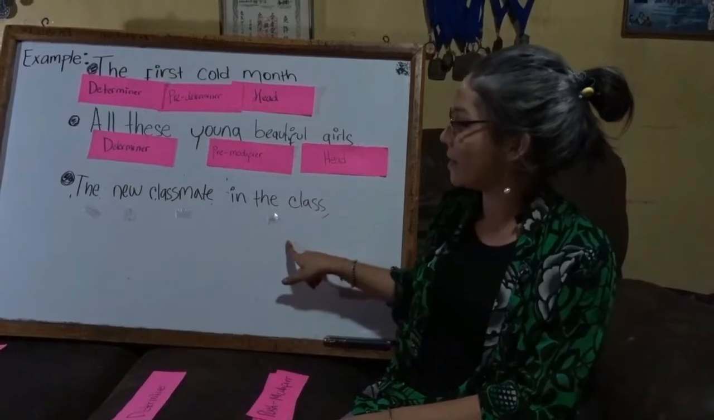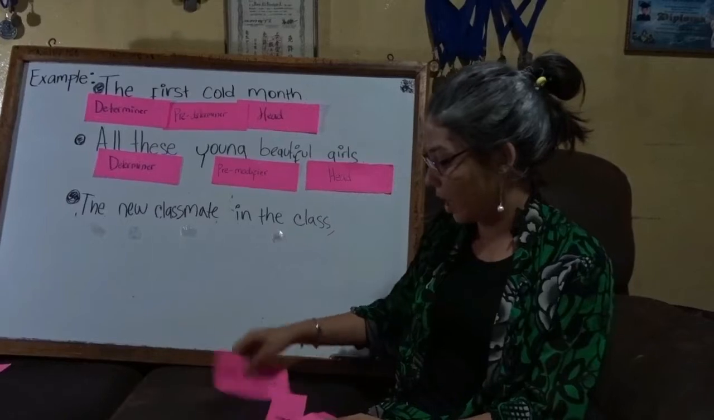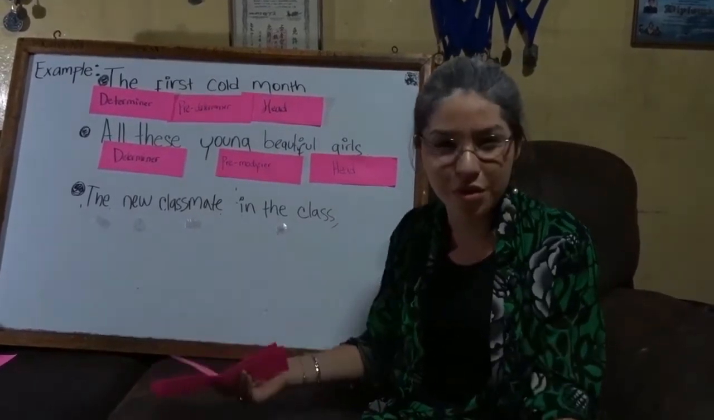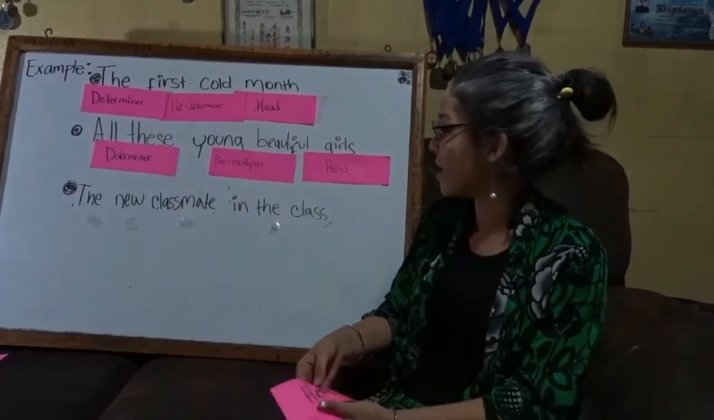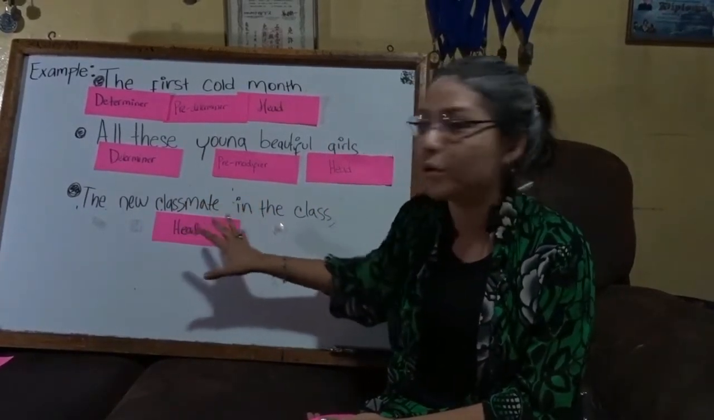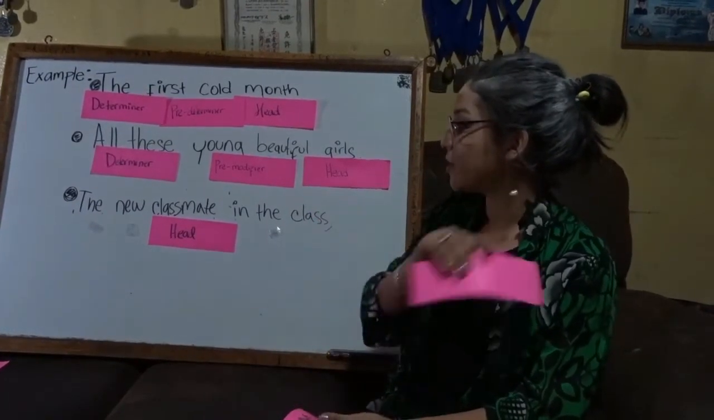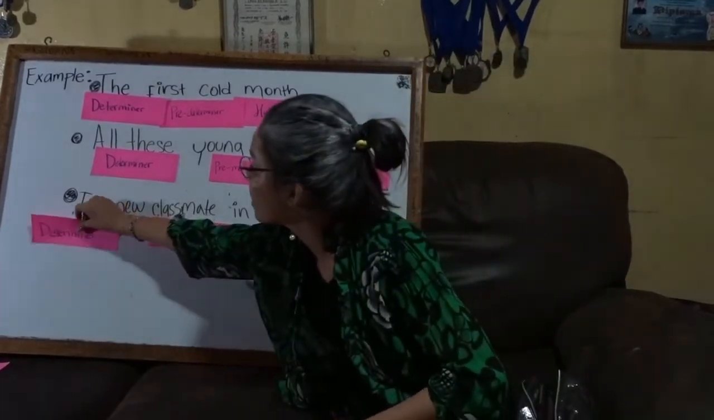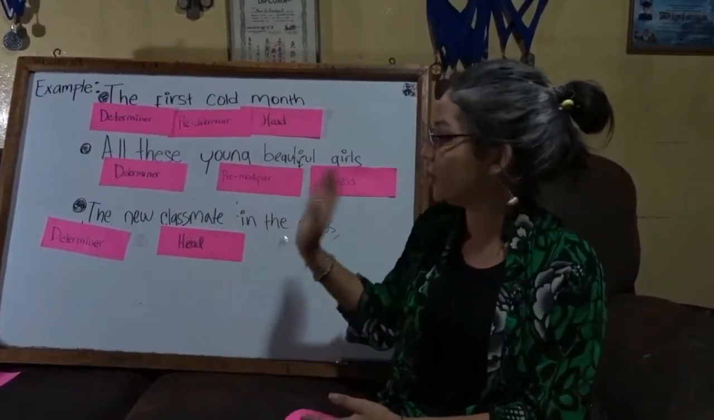But in this case, there is something new. For example, we're going to start with the head. The new classmate in the class. What do you think? The new classmate. We are talking about classmates, right? So this is the head. Classmate. The main idea about the noun phrase. Well, and then we are going to identify the determiner. The determiner is the. Just the, not the new, just the.